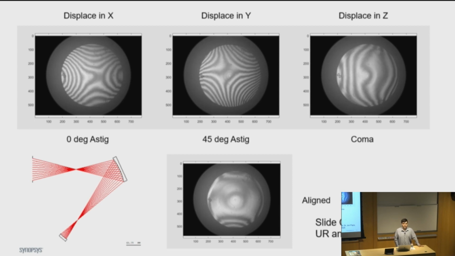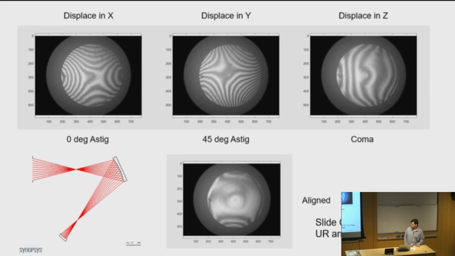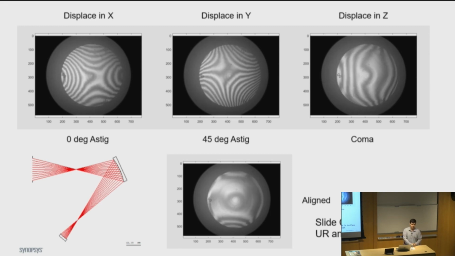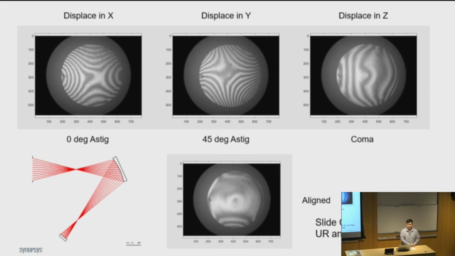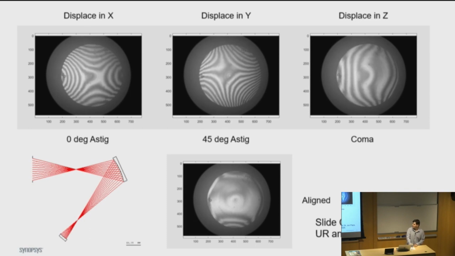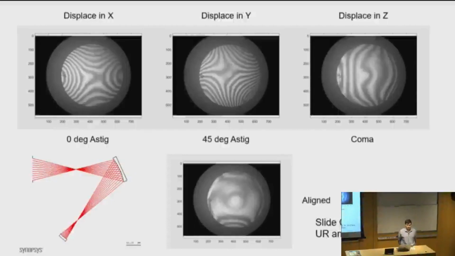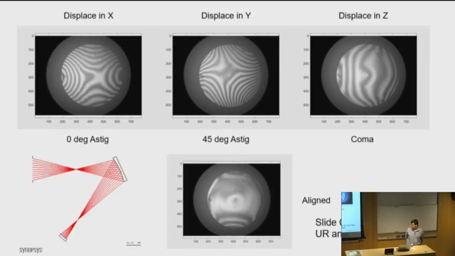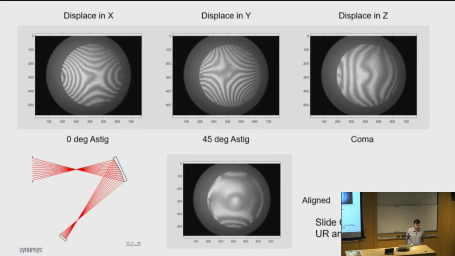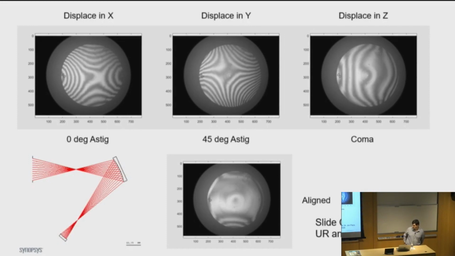And so what ends up happening here is that if your system is not perfectly aligned, so if you have displacement, you'll get the aberration patterns that are shown across the top. You get different forms of astigmatism for X and Y displacement. You get coma for Z displacement. But if everything goes well and you get it aligned, then you don't see those fringe patterns, and instead you see what is shown here.